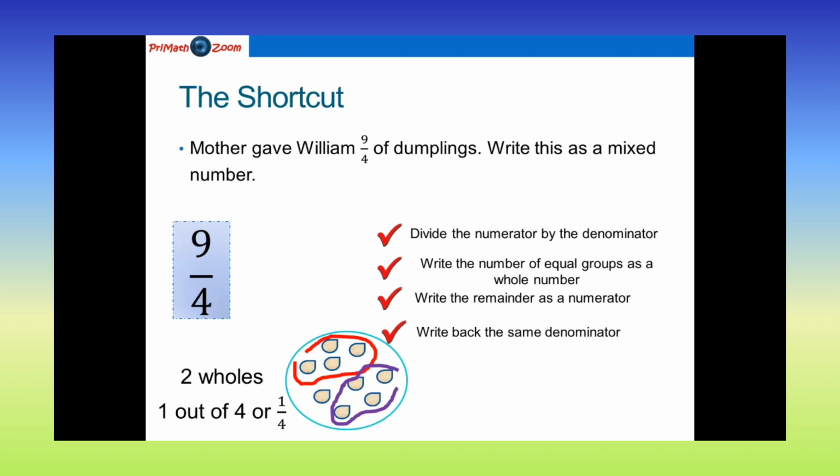First, divide the numerator by the denominator, then write the number of equal groups as a whole number. Then we're going to write the remainder as a numerator. And finally, we're going to write back the same denominator. So that would give us a mixed number of 2 wholes and a quarter.